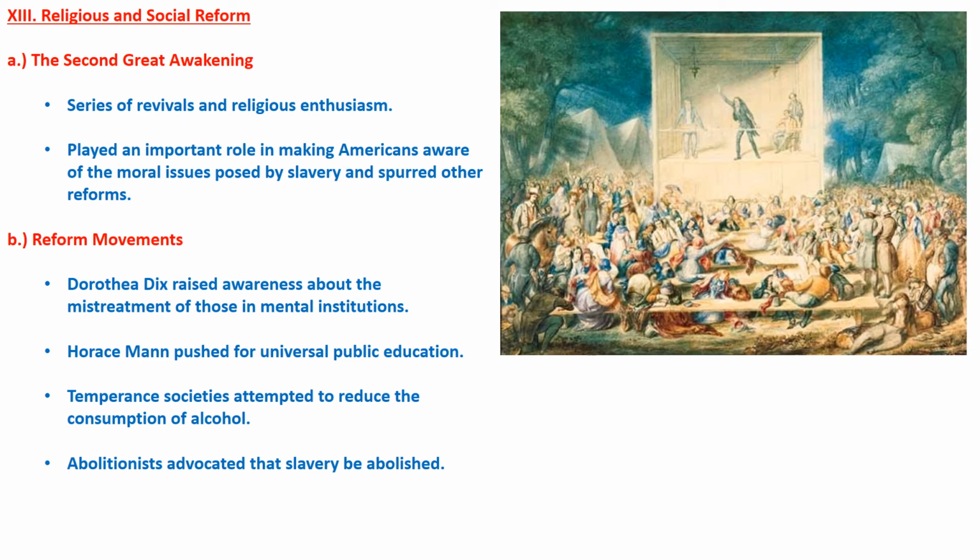Some of those reform movements during the antebellum era included the asylum movement led by Dorothea Dix, who raised awareness about the mistreatment of those in mental institutions. Another is the movement to establish public schools led by Horace Mann, who pushed for universal public education in the states. You also had the temperance movement, which attempted to reduce the amount of alcohol that people consumed, seeing alcohol consumption as the root of crime and poverty. And finally, abolitionists advocated that slavery be abolished.